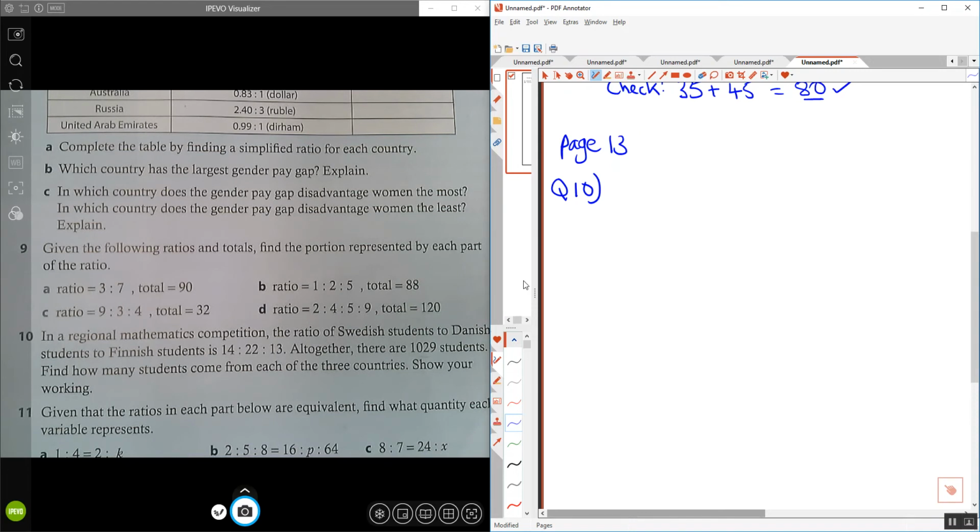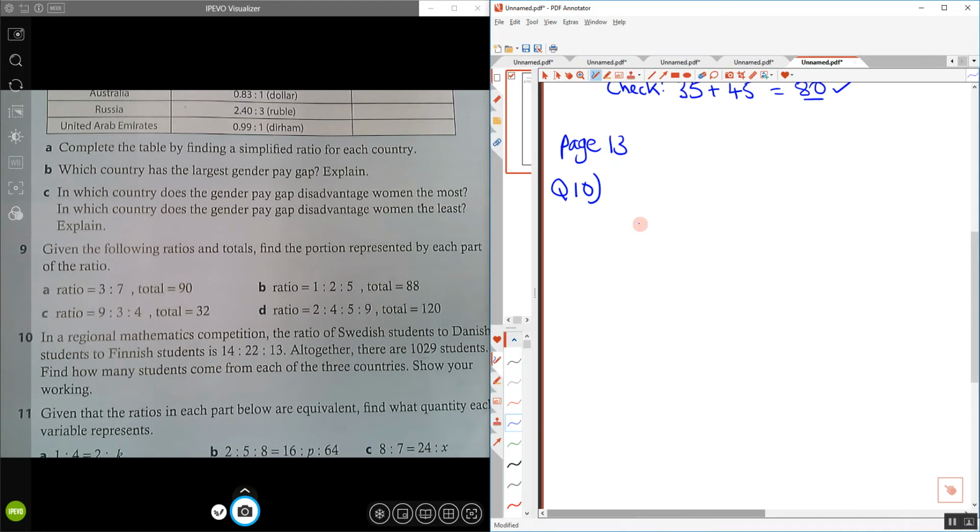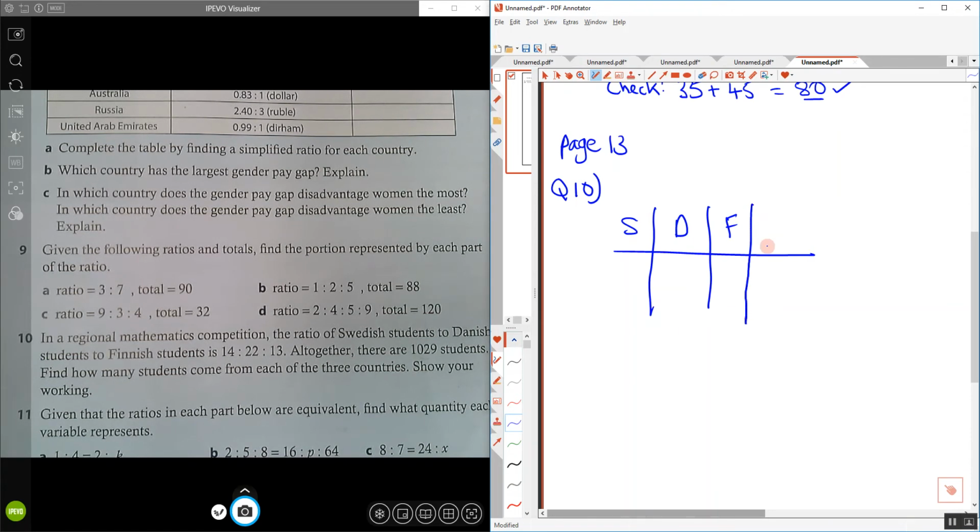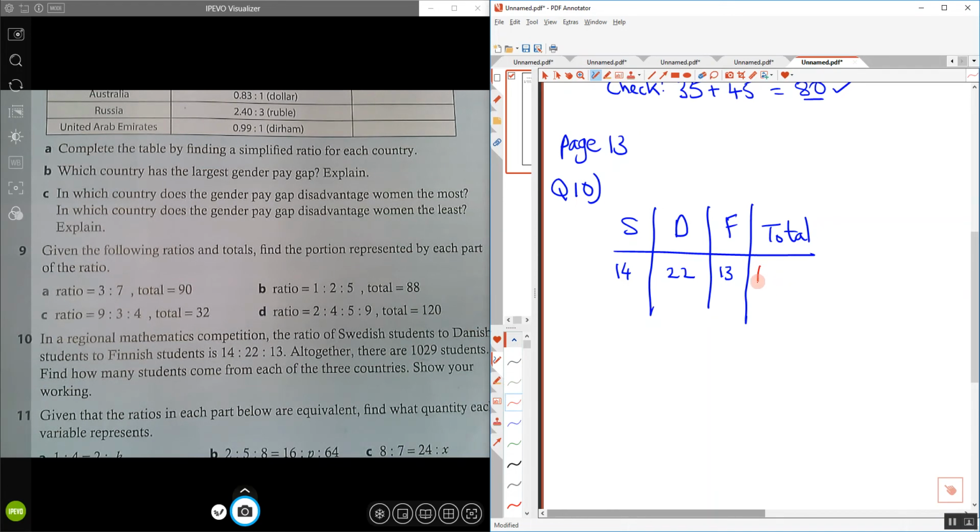We've got all these students, and we have to divide them between this ratio. So first thing we're going to do, we're going to write the ratio, and we're going to set it up in a little table. I will start you off, and then you can see if you can finish it. We're going to have Swedish, Danish, and Finnish, and we're also going to have a total column. And as Xander said, we're going to write the ratio, so 14 to 22 to 13. So I will put in a couple of boxes that you need to fill in.